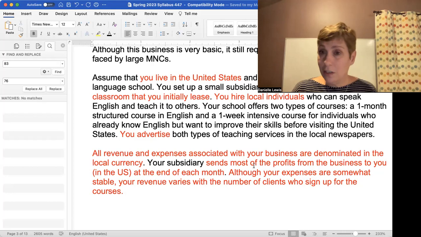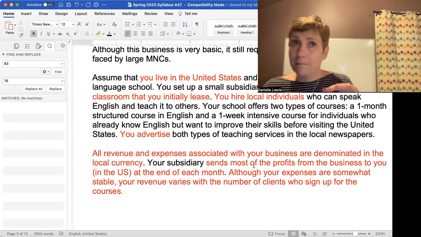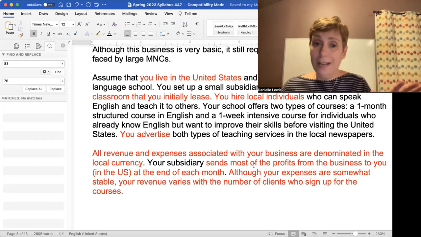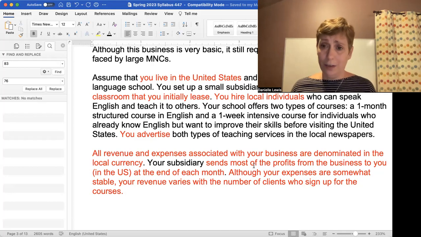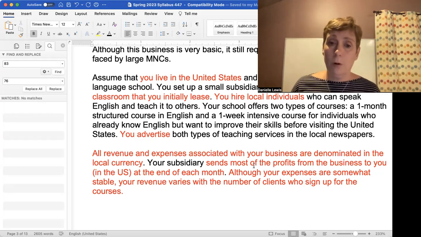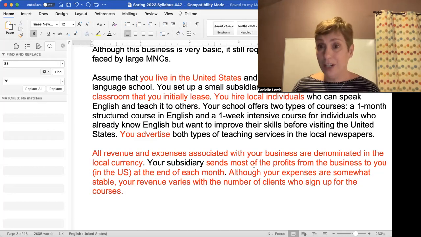Your expenses are going to be pretty flat, or in other words, you know them. It's easy to forecast because your expenses are your rent and your payroll. What is not necessarily known and will be more volatile is your revenues coming in, and that's really down to how many clients are going to sign up for your courses.